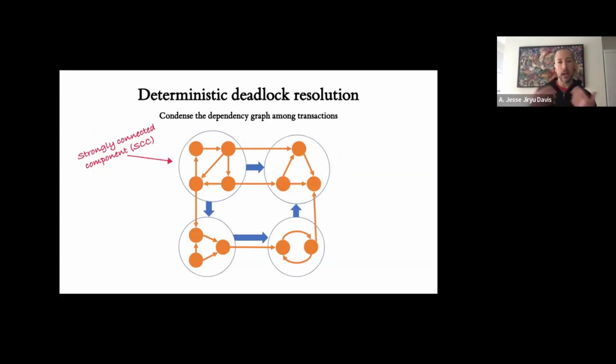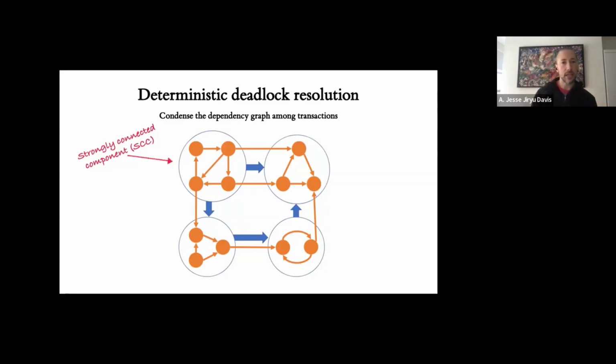So we're talking about a hypothetical where there's just one finite set of transactions that are all known in advance. And they talk about this algorithm called condensation. Condensation is identifying strongly connected components. And a strongly connected component is a subgraph where every node is reachable from every other.